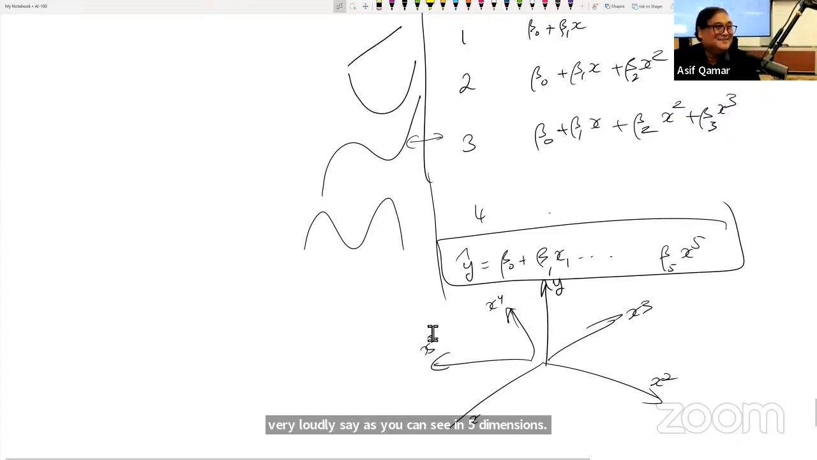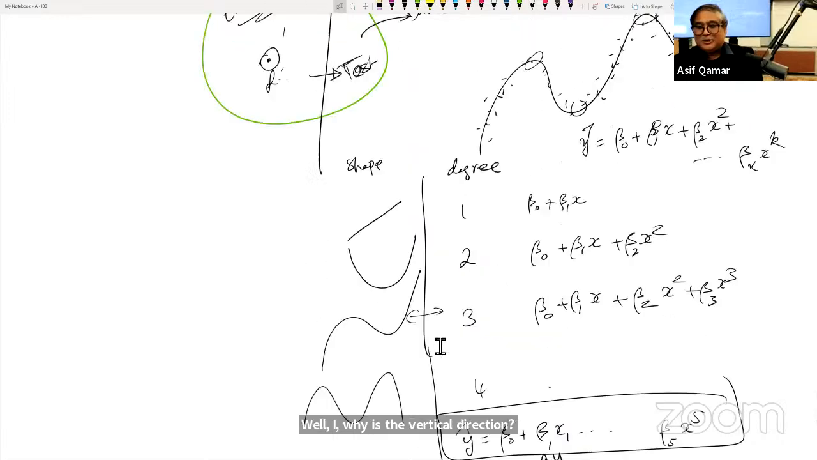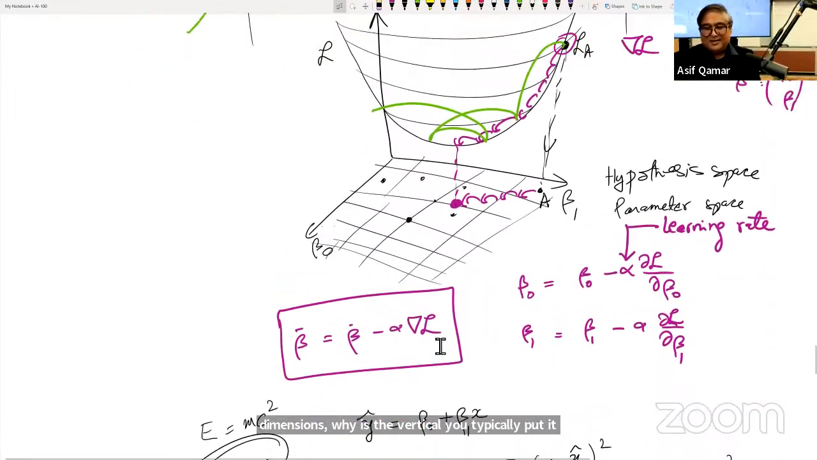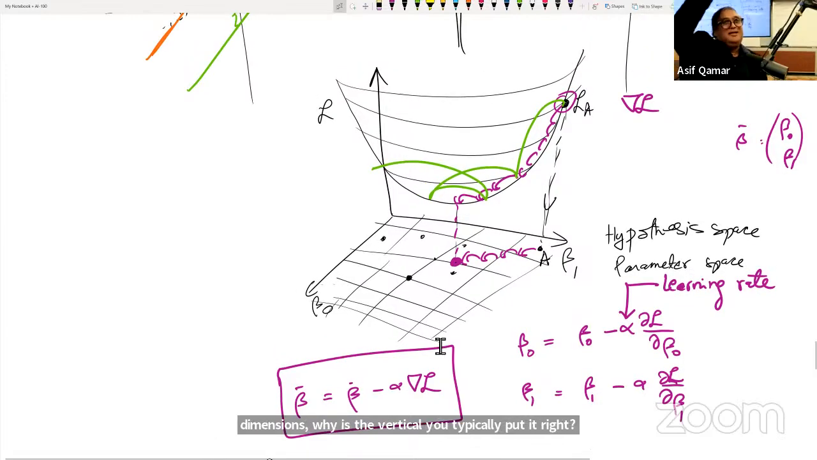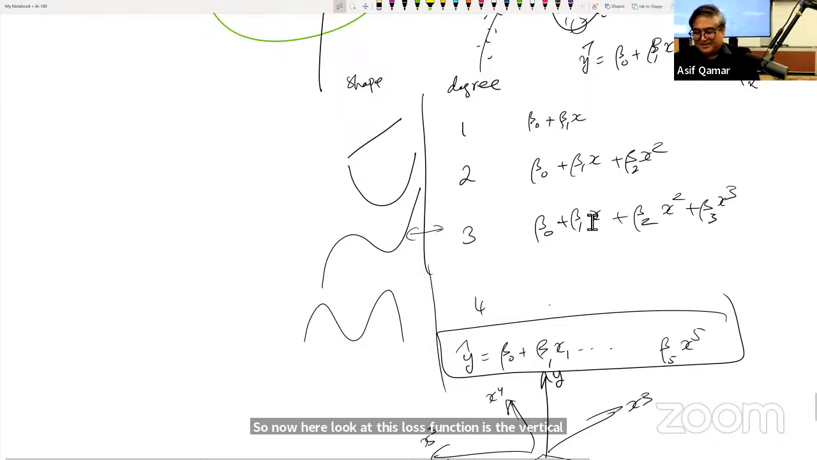Because we are talking only about the X component, not the Y. Y is the vertical direction, just like in 2 dimensions, where you typically put Y as the vertical, right? So now look at this. The loss function is always the vertical dimension. So here, what are your X dimensions? You see, this is the equation of a plane, right?